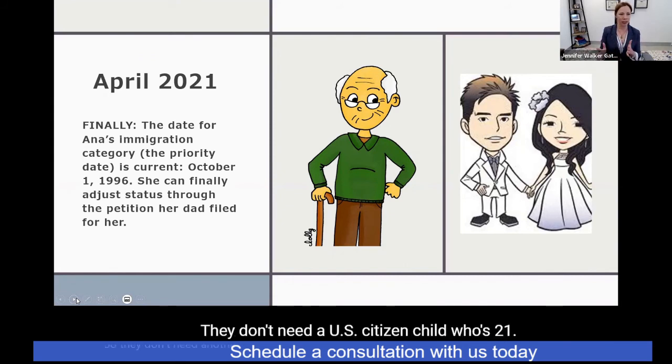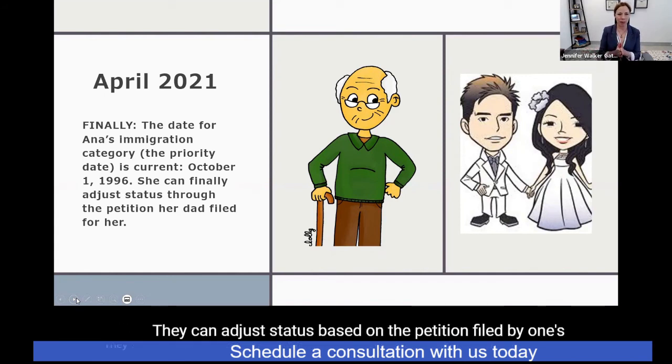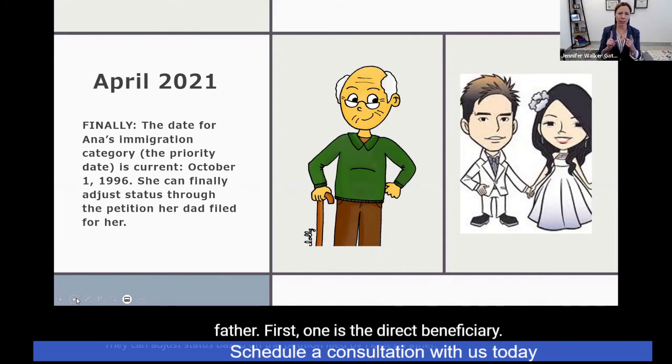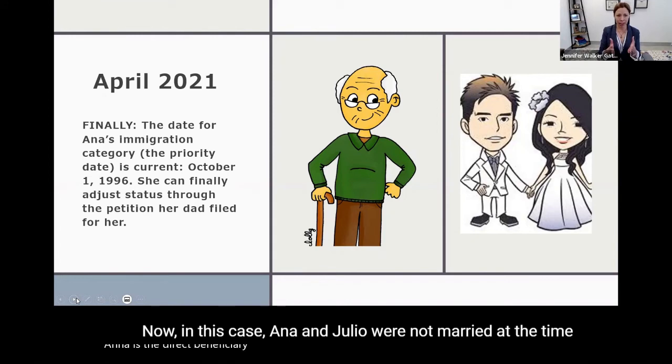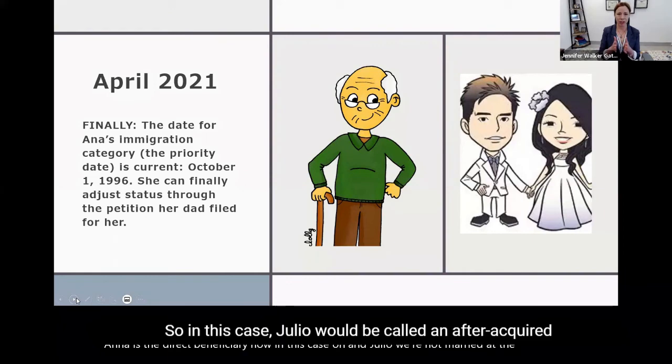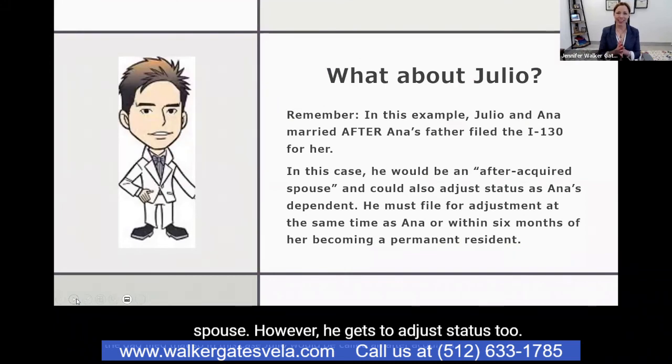So they don't need another petitioner. They don't need a US citizen child who's 21. They can adjust status based on the petition filed by Anna's father. First, Anna is the direct beneficiary. Now, in this case, Anna and Julio were not married at the time that the dad filed that. So in this case, Julio would be called an after-acquired spouse. However, he gets to adjust status too, okay?